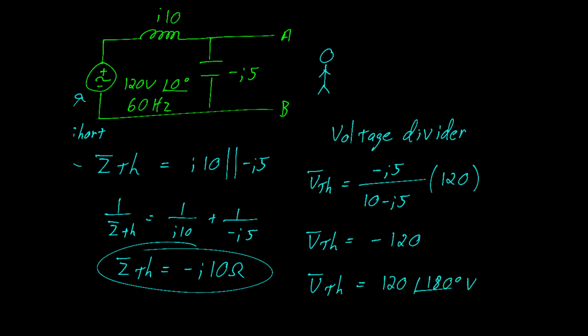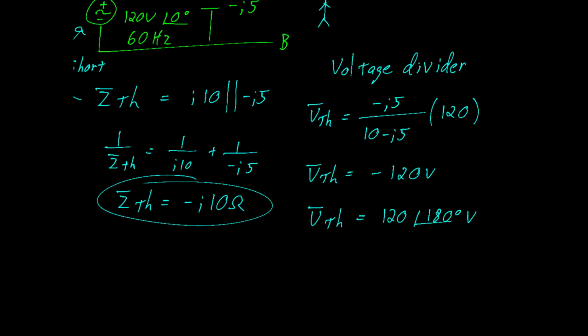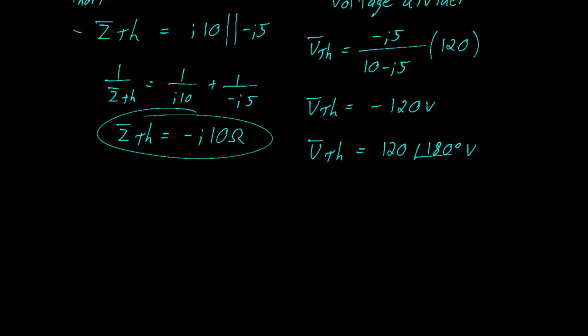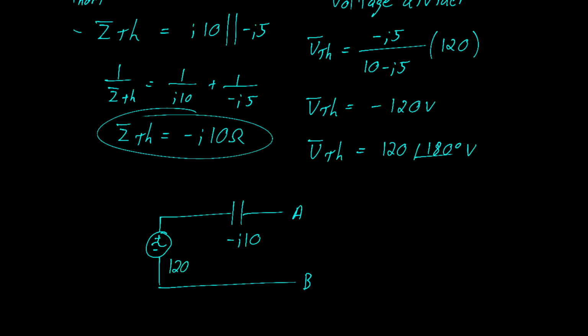Now, this particular problem, that's just how it worked out. Our voltage source and our Thevenin voltage ended up being the same, 120 volts in both cases. That will not always be the same. It's actually quite uncommon. Before we leave, we should sketch out the Thevenin circuit. Again, 120 volts at an angle of negative 180 degrees with a J10 series capacitor.